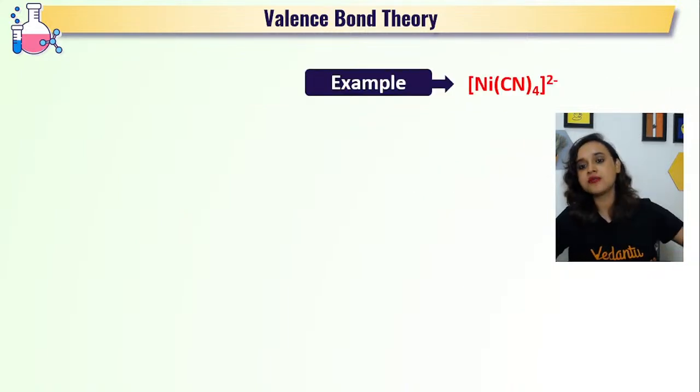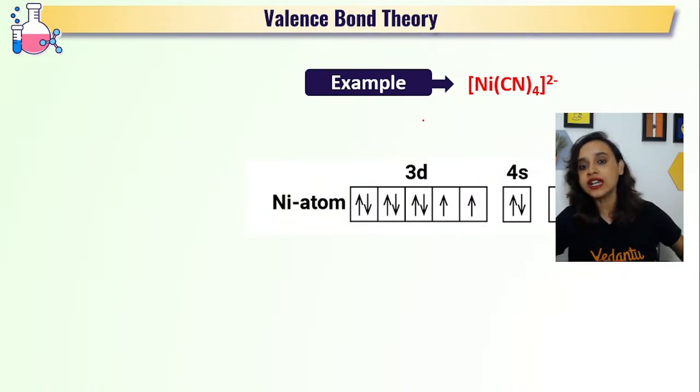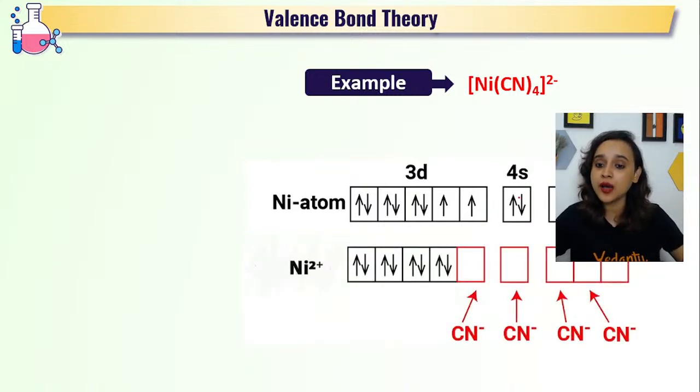Now let's take another example, Ni(CN)4 2 minus. Once again, nickel this time is in the plus 2 state. What will you have? You will have 3d8, 4s2. In the plus 2 state, what will happen? 4s will be empty.